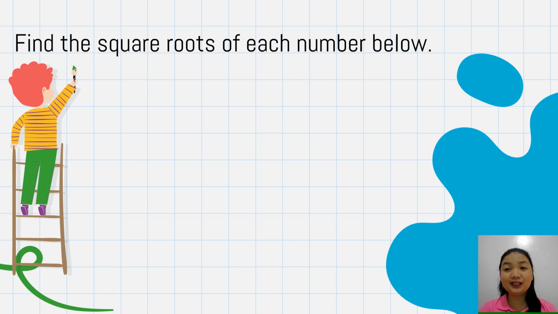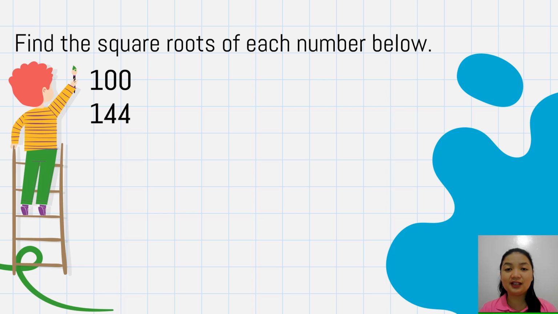Will you kindly give me the square root of 100? Yes, the answer is 10. Since 10 squared is equal to 100, in getting the square root of a number, we must think of a number that when we multiply it by itself, the answer will become the given. So in this case, that is 100.